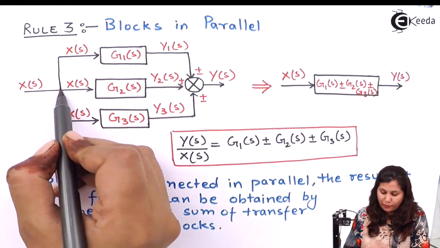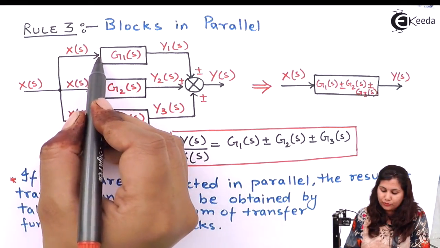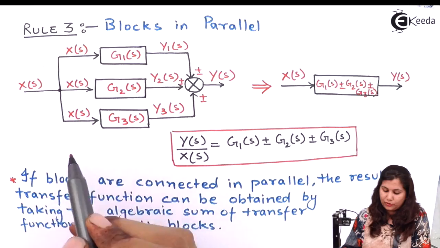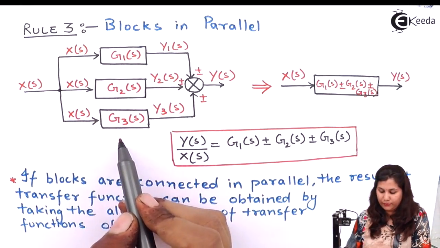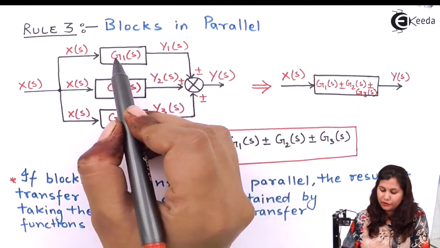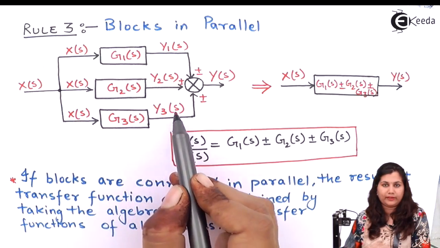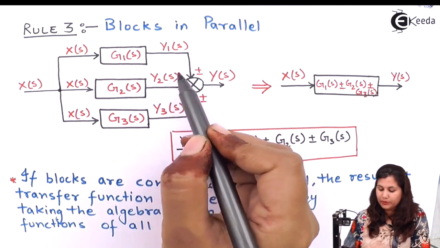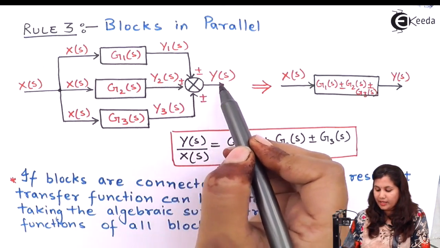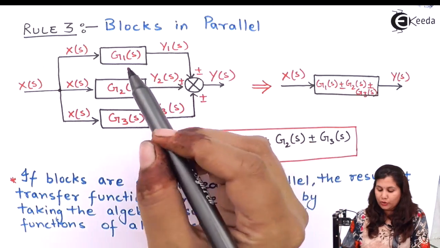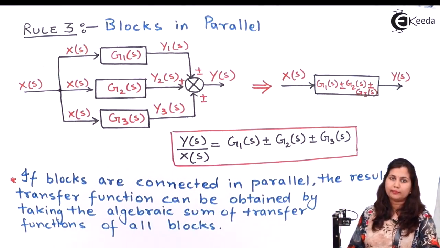Now this is the takeoff point. So the input signal X(s) is applied to all the three blocks. So X(s) is given to the first block, the second block, and the third block. Now the output of the first block is Y1(s), the second block is Y2(s), and the third block is Y3(s). All these three outputs are summed up by this summing point, and collectively the output is Y(s). So if the blocks are connected in this way, this is called a parallel combination of the blocks.